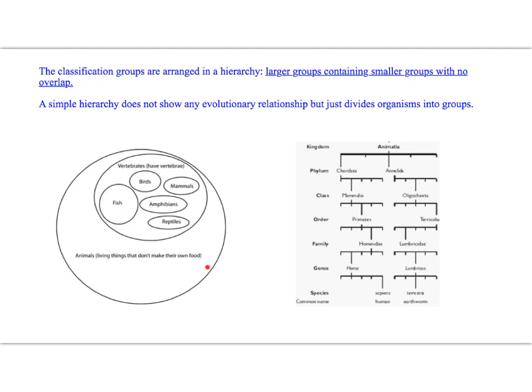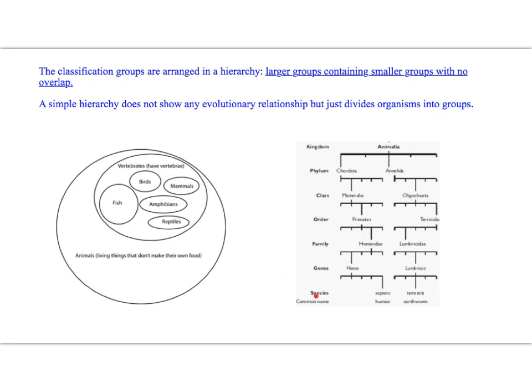So here we can say the outside circle is representing a kingdom, the animals. This next circle is representing the phylum. The circles within that are then representing the next group down, which is class. So you've got different classes within the vertebrates, which is the phylum. So that's showing smaller circles within larger circles, and each of these smaller circles then don't overlap.